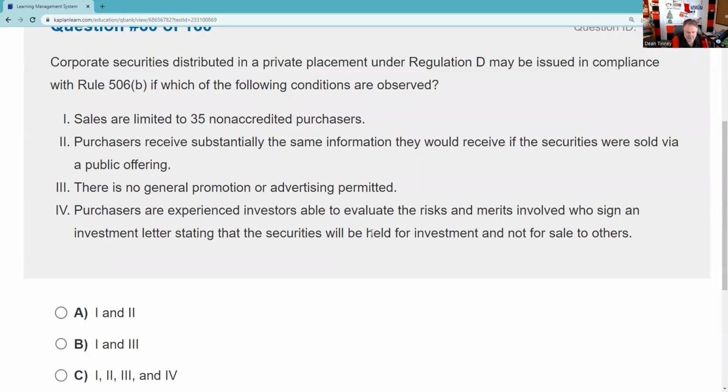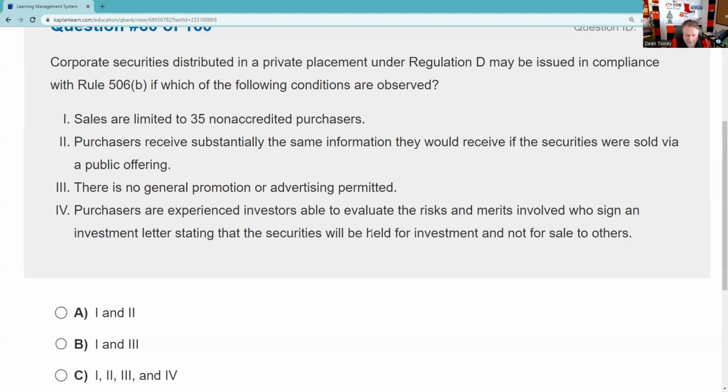Purchaser receives substantially the same information they would receive if securities were sold via public offering. Yes, we're going to have a private placement memorandum. It doesn't have to be as thorough. I don't know if I'd say as vetted as public. The assumption is that you're able, as a purchaser on your own, to do more due diligence. But the answer to 2 is yes. There is no general promotion. That's the other distinction between the B version and the C version. With the C version, I can make a solicitation, but I can only have accredited investors. So 3 is true. So 1 and 3 are true based on it being a 506B and not a 506C.